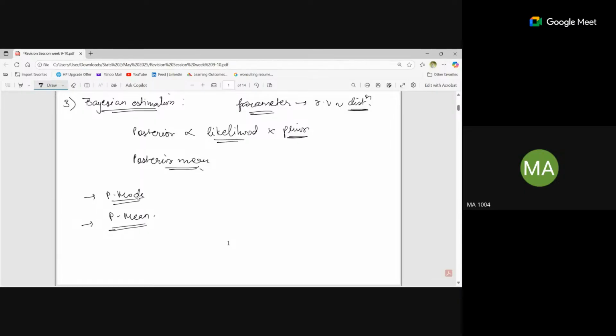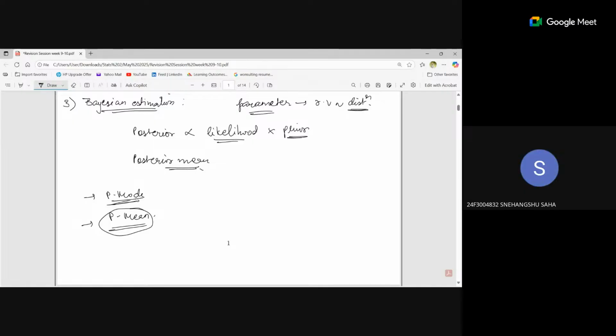When you have to calculate the posterior mode, you will be given that my parameter is following some discrete distribution. Then only is it easy for you to calculate the posterior mode. But when it's a continuous distribution, it's really difficult. Solving for the values is difficult. That's why, for the continuous distribution, we prefer the posterior mean rather than the mode.